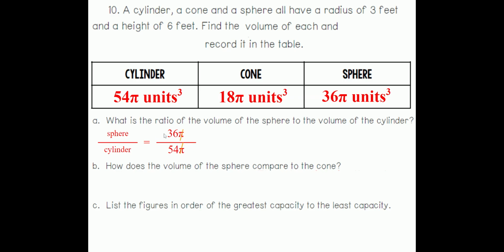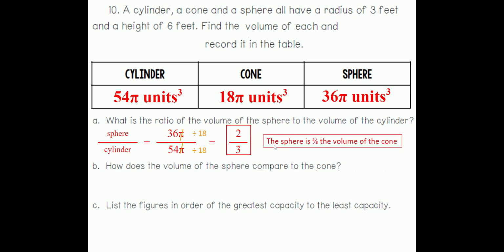So let's simplify this fraction. The pi's cancel each other out because there's one on top and one on bottom. And we're left with 36 over 54. But 18 actually goes into both of them. 36 divided by 18 is 2. 54 divided by 18 is 3. So the ratio of sphere to cylinder is 2/3. What this means is that the sphere is 2/3 the volume of the, this is a typo. It says 2/3 the volume of the cone. It should say 2/3 the volume of the cylinder.